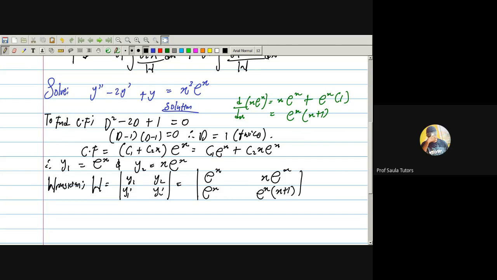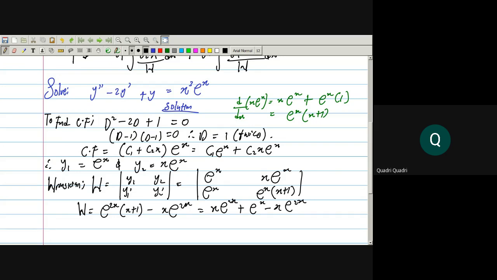So from here, find the determinant to get your Wronskian. So what do we have? This times this will give me exponential 2x times x plus 1, minus x exponential x times exponential x, which is exponential 2x. If you open the bracket, you observe that you'll have x exponential 2x plus exponential 2x minus x exponential 2x, because this will multiply this and this. Normal mathematics.